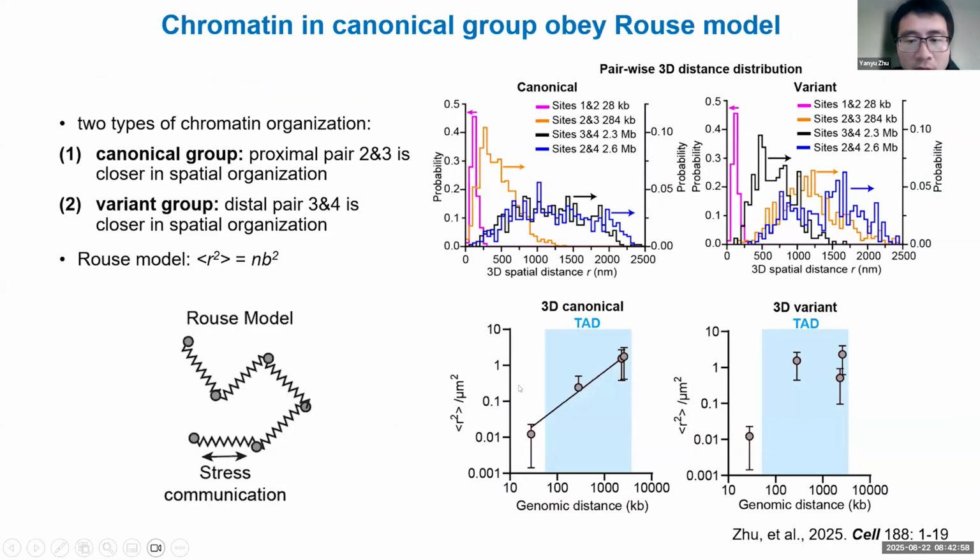So for the canonical group, we characterize their pairwise distance, and we found that the square of their pairwise distance is very consistent with the Rouse model. Basically, the square distance scales linearly with their genomic distance. However, this was totally breached for the variant group.